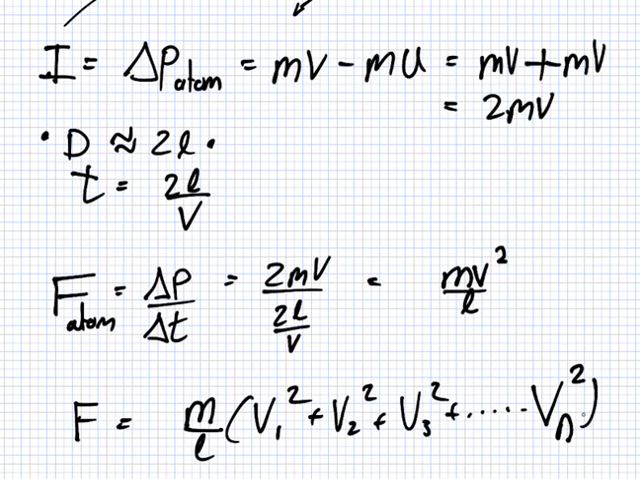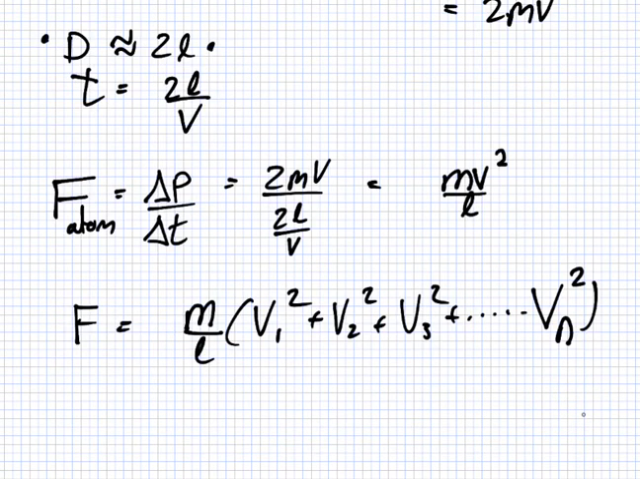What does V1, V2, V3 mean? They're all different speeds of each particle, because some particles go fast, some will go slow. So we add them all up. And of course I'm assuming it's the same mass for each particle, that it's the same gas, like hydrogen gas or something. Okay.